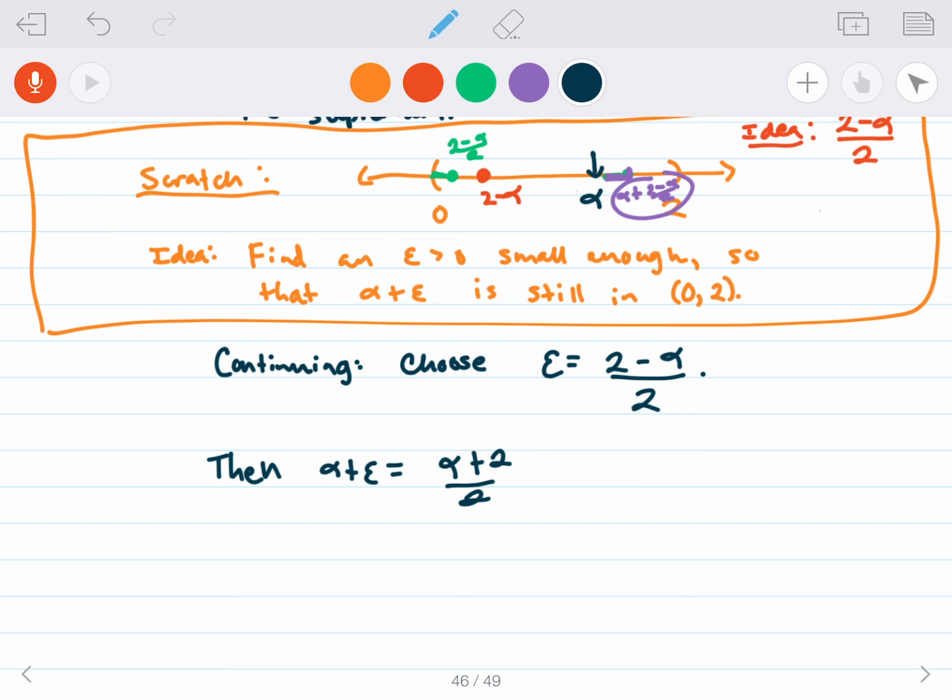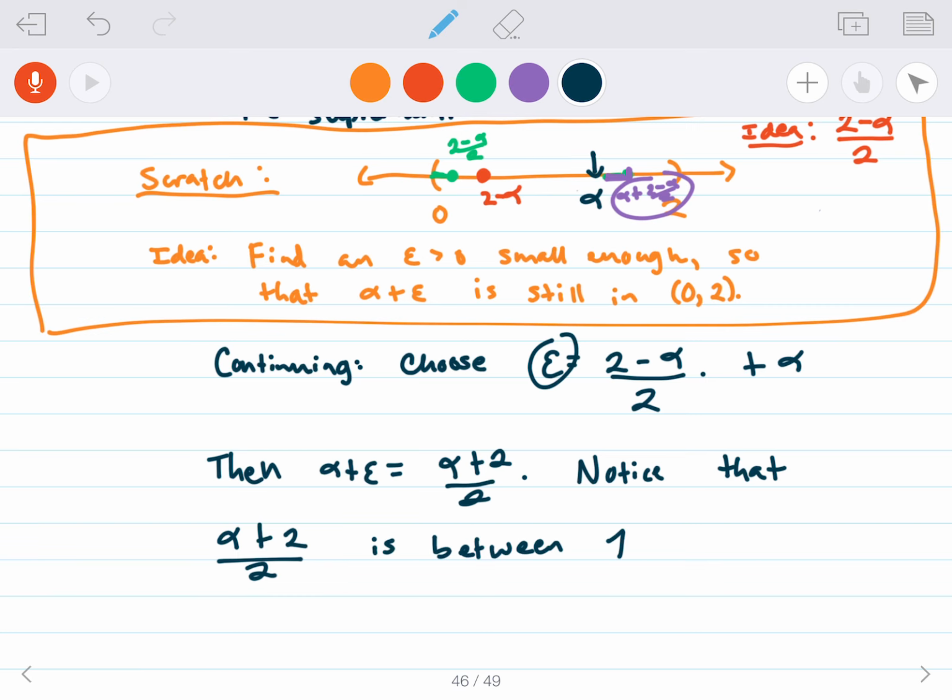Right? Since I know that epsilon is (2 minus alpha) over 2, I just added alpha to both sides to get this. Okay? All right. So now we're getting closer to our goal. Notice that (alpha plus 2) over 2 is between 1 and 2.